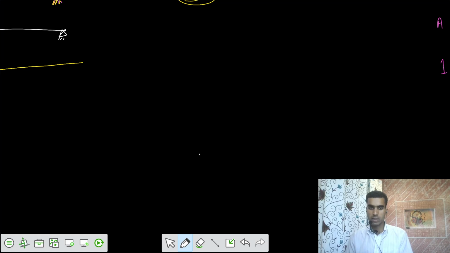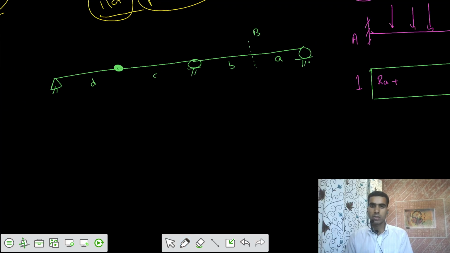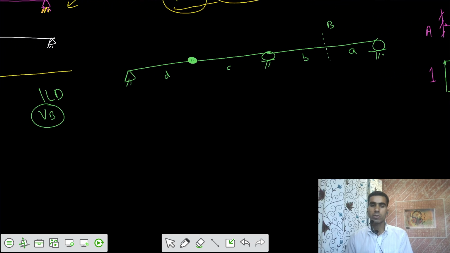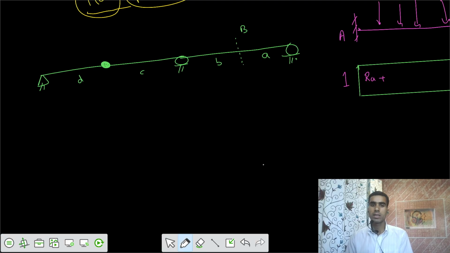So the second one is that you have this one, after that this one, and after that you have this one. Let's say this is some support B, and this is some section B. We need to get the ILD for shear force at B. This is our section at B. This is A, this is D, this is C, and there's some internal hinge here, so it can allow theta. So this is our beam, and we need to get the shear force at B. So what it says is, you introduce a slider.